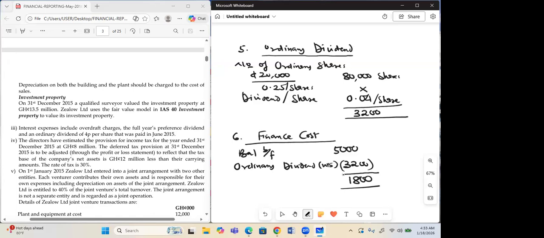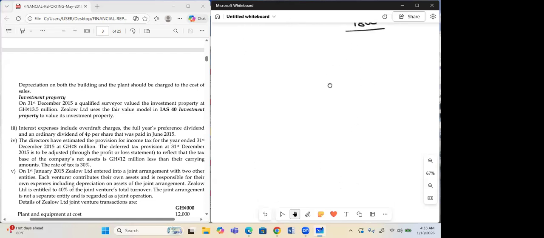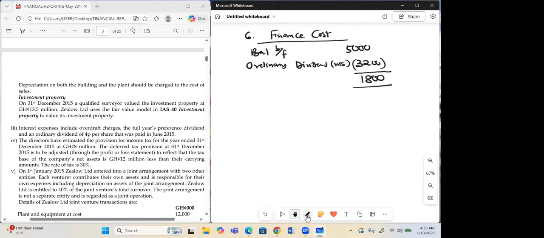Now the next footnote. The directors have estimated the provision of income tax for the year ended 31st December at 8 million. And this will address the income tax standard. That standard is a very easy standard. I don't know why, when students see it, they are not able to solve. Now, income tax, what you've been hearing, deferred tax, deferred tax. Deferred tax is not a tax. Are you getting the point?